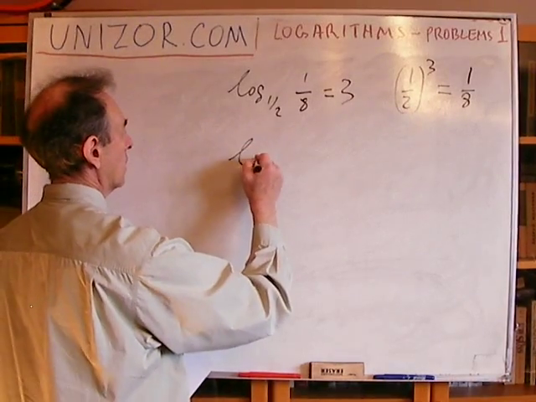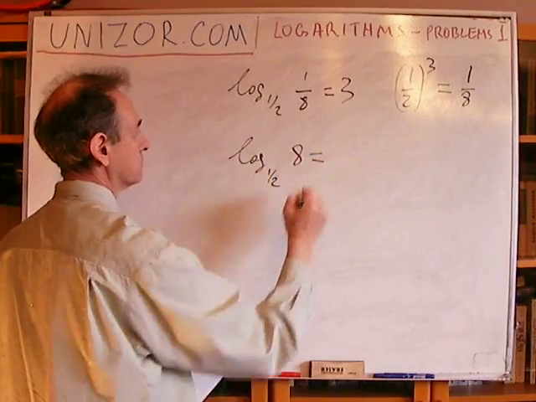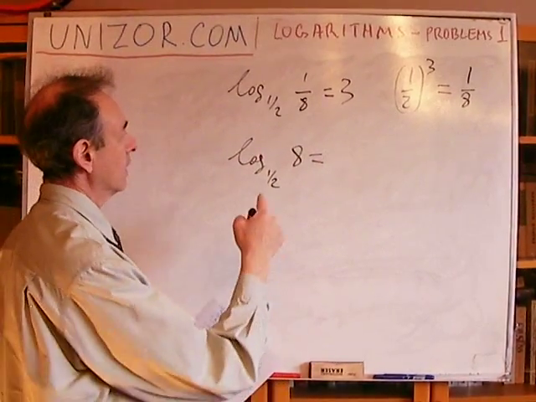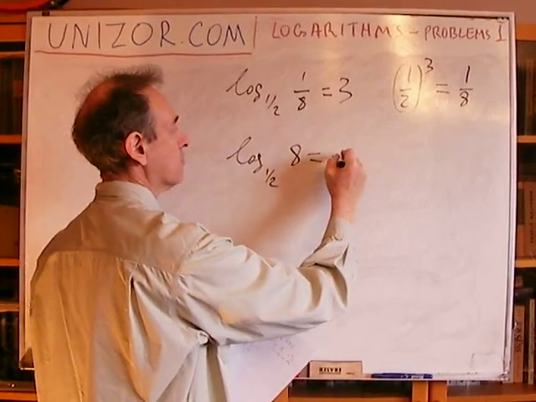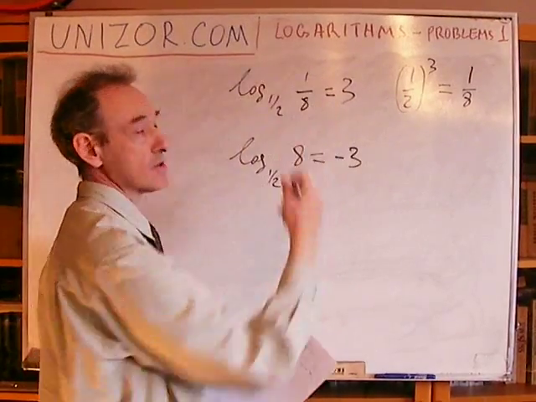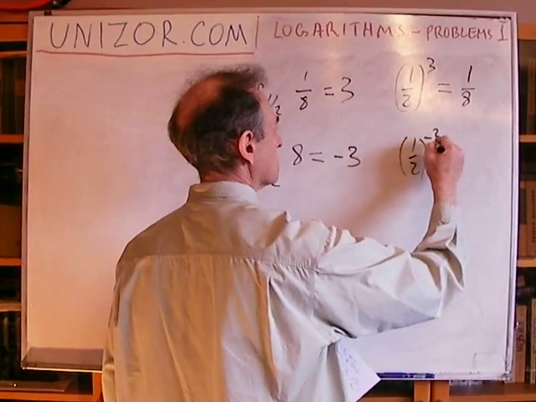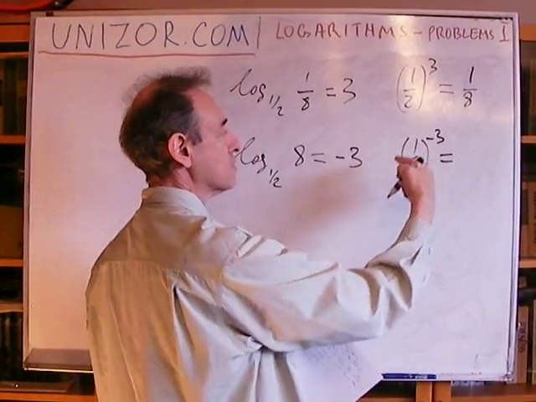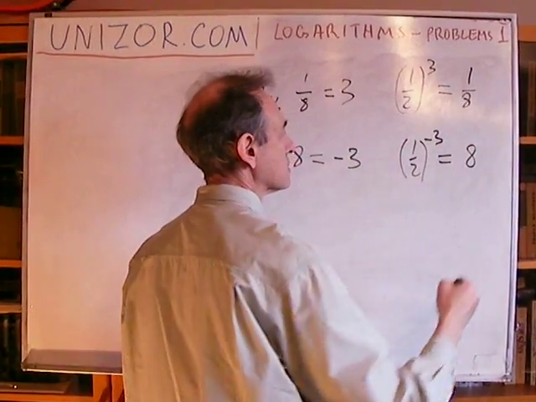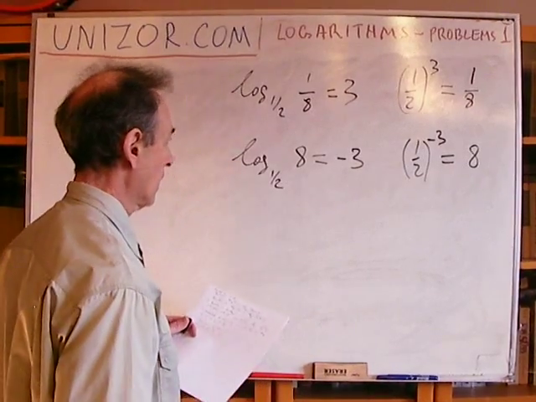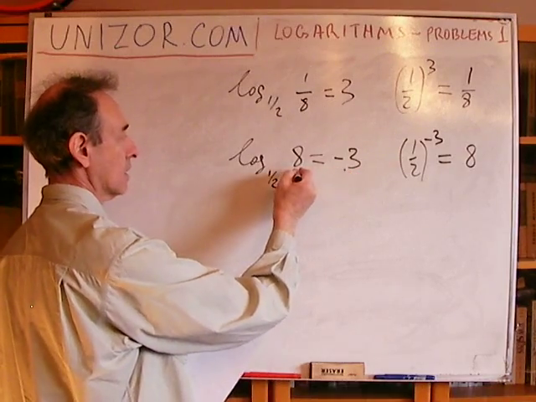Next, log base 1/2 of 8. Well, let's think about it. If using the power of 3, I get 1/8, then using the power of minus 3, I should get an inverse of 1/8, right? And indeed, 1/2 to the power of minus 3: minus means it should be inverted, so 1/2 becomes 2, power of 3, 2 times 2 times 2 would be 8. So 1/2 raised to the power of minus 3 gives me 8.